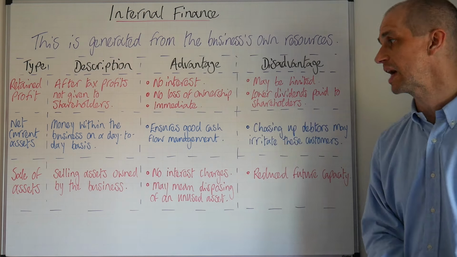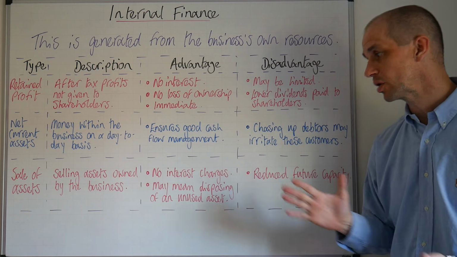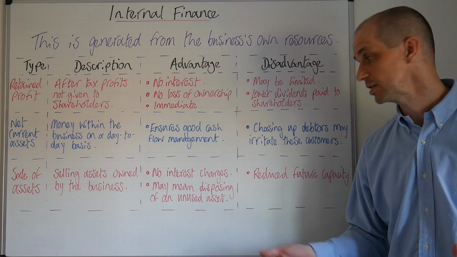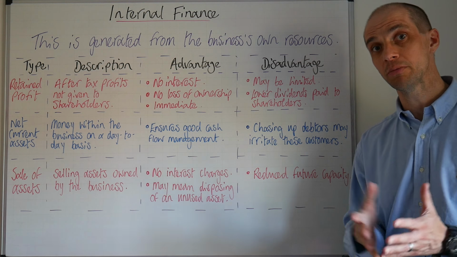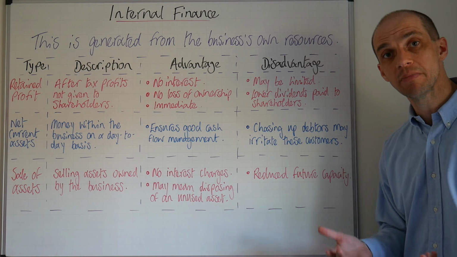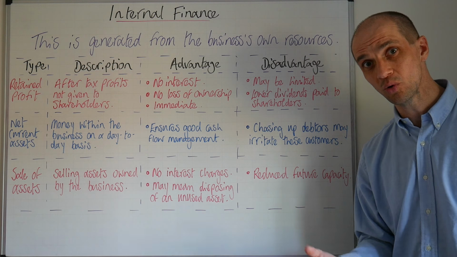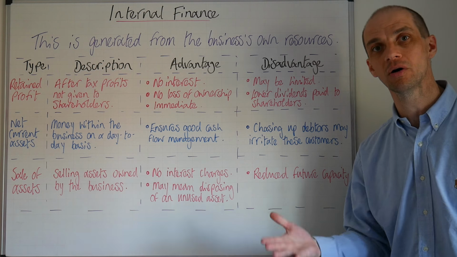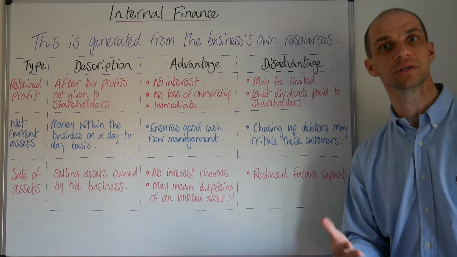Then we've got sale of assets. This is of course selling assets owned by the business. There's no interest once again, and it may mean disposing of unused assets, which may actually free up some space for the business, and so that might be good news. Now the downside of this is that you may have reduced future capacity. For instance, if you sell a vehicle, that might be good news for you because you no longer have to worry about parking and so on, but the downside is that you've got reduced future capacity for perhaps delivery services.